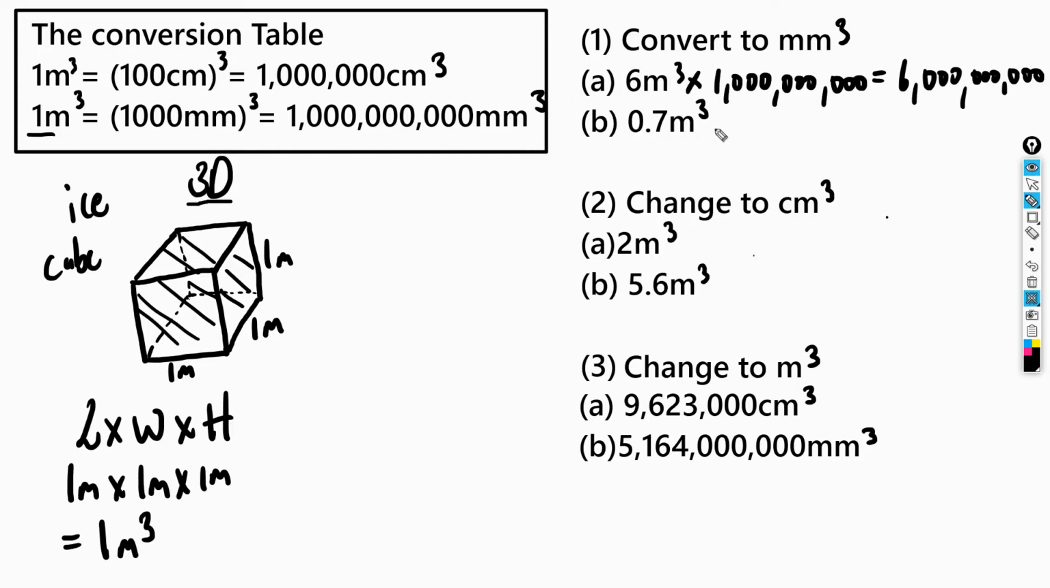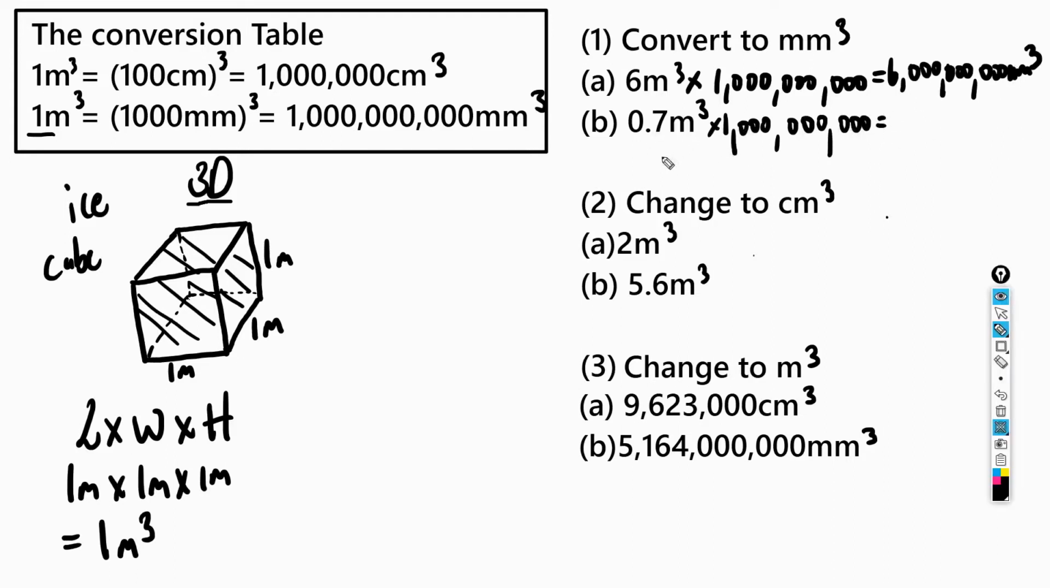So for the next one, we have to do the same thing, the 0.7. We're converting it to millimeters cubed, 1 meter cubed to millimeters cubed. So we're going to end up with this times a billion as well. Okay, guys. And, right. So we're going to end up with this billion multiplied by the 0.7 should give us 700 million millimeters cubed. Okay. All right.